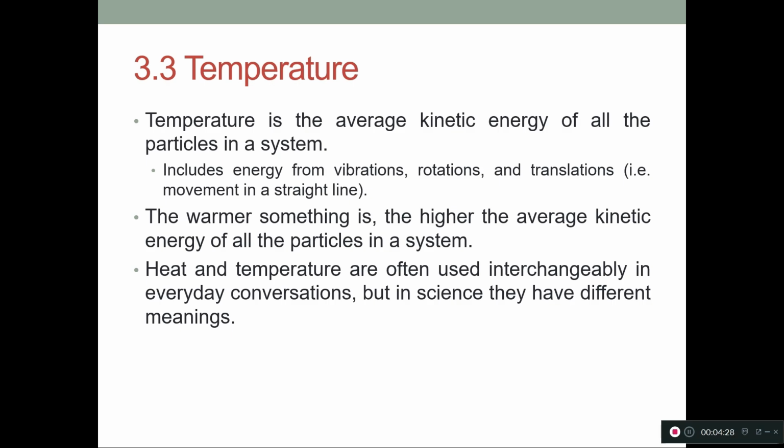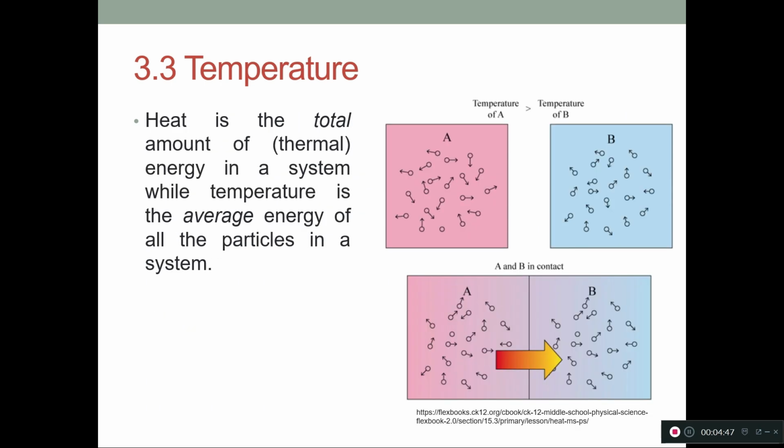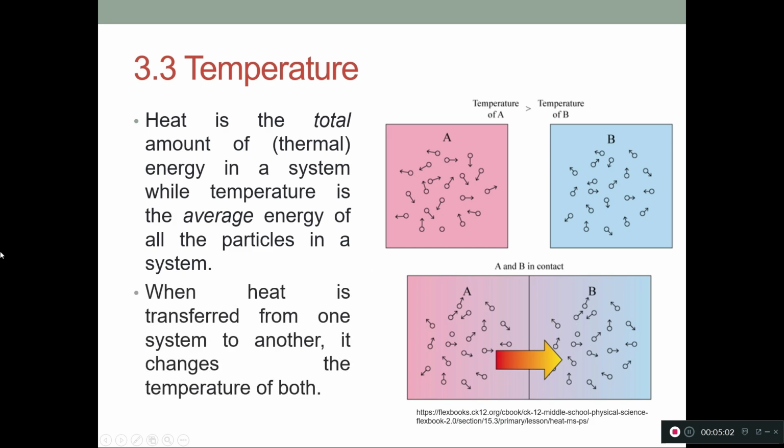And so heat and temperature are often used interchangeably. The words heat and temperature are often used interchangeably in everyday conversations, but in science they actually have different meanings. So remember that heat is the total amount of thermal energy in a system, while temperature is the average energy of all the particles in a system. And we also have that if we have more heat in one system, so in system A right here, and then we have less in system B right here, if we put those two things together, then the heat will transfer from system A to system B. So from the warmer system to the colder system.